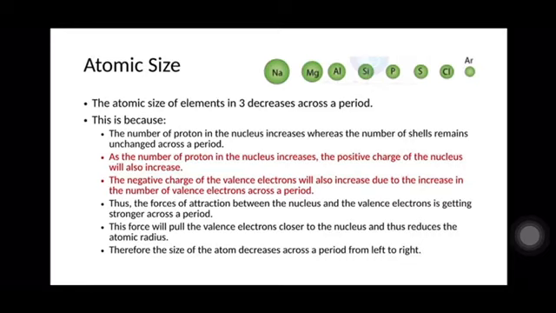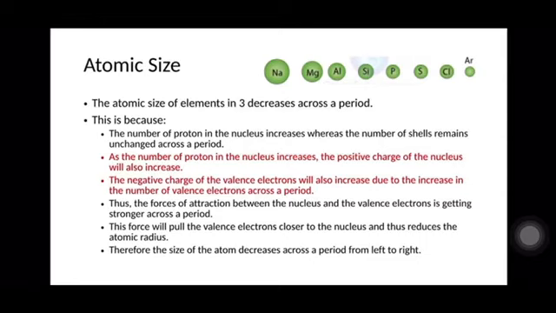Tadi kita tengok number of valence electron increase daripada kiri ke kanan, daripada nombor 1, 2, 3 sampai 8. So dia akan increase. Maksudnya apabila berlaku pertambahan number of proton, maksudnya pertambahan valence electron juga. It means apabila positive charge increase, negative charge juga akan increase. So apabila dua-dua benda tu increase, maksudnya the forces of attraction between the nucleus and valence electron is getting stronger across the period.